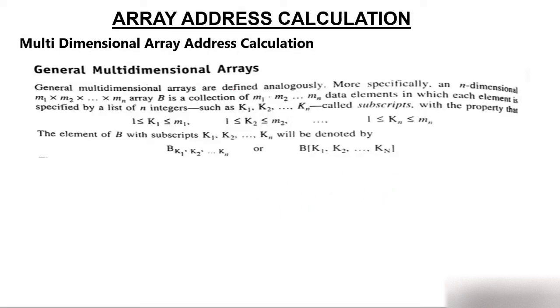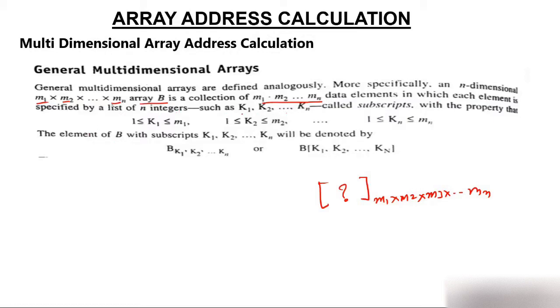Multi-dimension arrays are defined analogously. More specifically, an n-dimension array B with dimensions m1, m2, ..., mn is a collection of m1 into m2 into ... mn data elements. Why? Suppose you have a 5x4 matrix, with 5 rows and 4 columns. How many elements are there? 5 into 4, 20 elements. Similarly, if a matrix is of dimension m1 into m2 into m3 into mn, the number of elements is the multiplication of these, m1 into m2 into mn data elements. Each element is specified with an integer subscript.